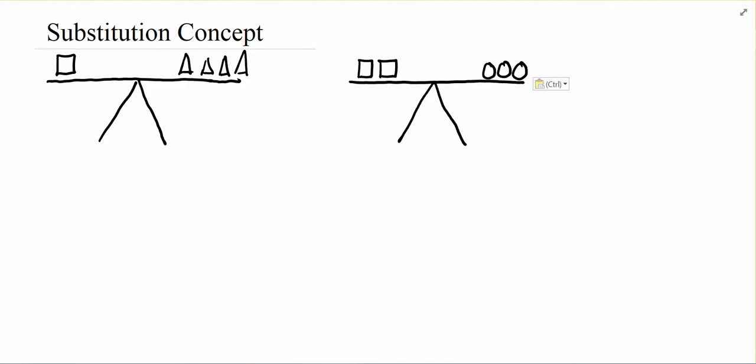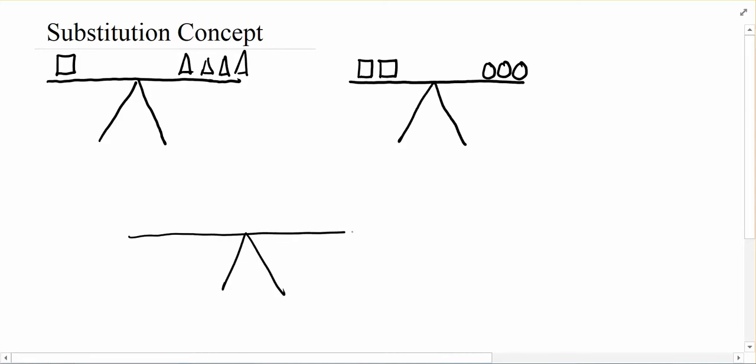So these are very crude drawings, but what we got here is we have some balance scales. So the first balance scale that we look at says one square weighs the same or balances out four triangles. And the second one says two squares balances out with three circles. So I want to take a look at this for a second and say, let's look at a third balance scale.